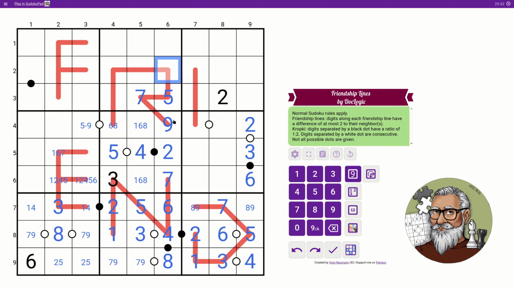Isn't it? Well, I still need a 3 and a 1 here, so 3, can't have 1. I can have 2. I can't have 4 or 5, so it's a 2. Here I can't have 1, 2, or 3, so it's a 4. 4, I can't have 2, 3, or 5, so it's a 6, and that's an 8.